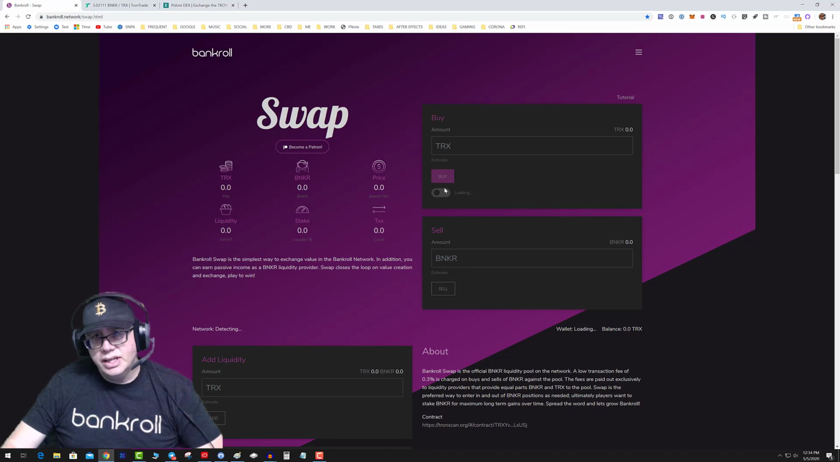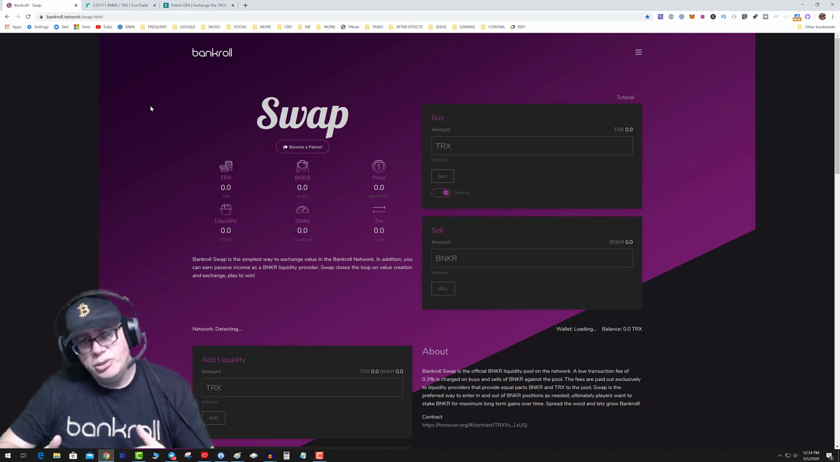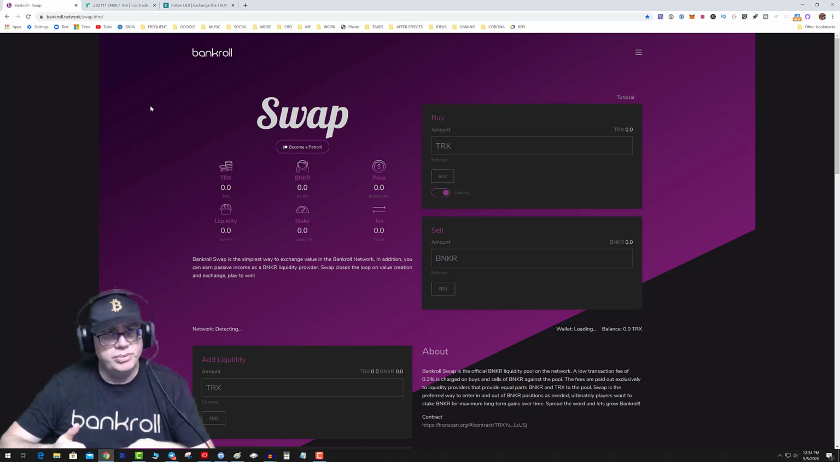Again, just make sure you turn this button on before you do anything. Otherwise, you're not going to be able to buy or sell. But other than that, buy all your Banker at Swap, help the network become stronger.